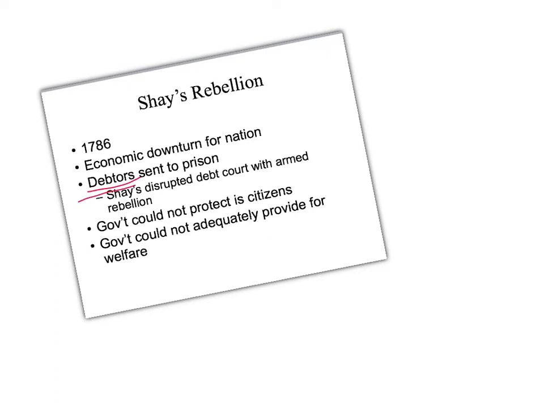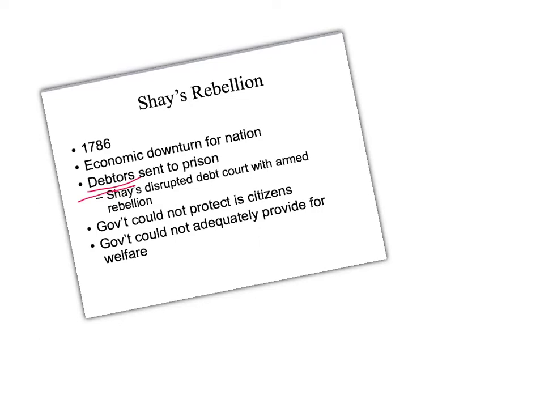Daniel Shays was a Massachusetts farmer who was upset that debtors were being sent to prison, which would force them to lose their farms, their crops, their livelihood, and further add to this economic downturn. He felt that there must be a better solution. So Shays and a group of armed men disrupted the debt court in Springfield, Massachusetts, with an armed rebellion.